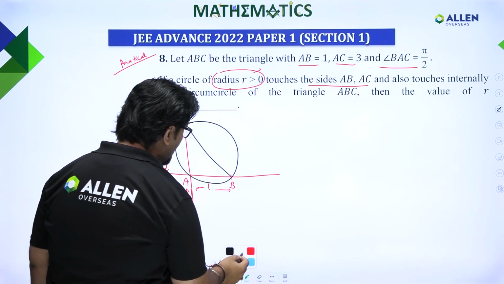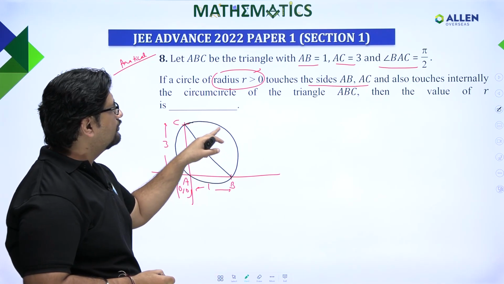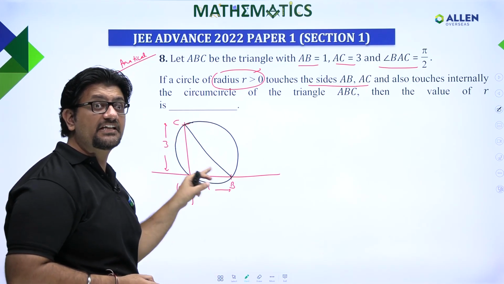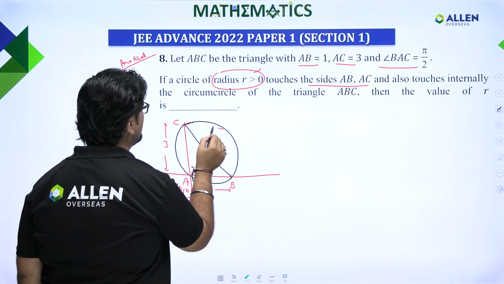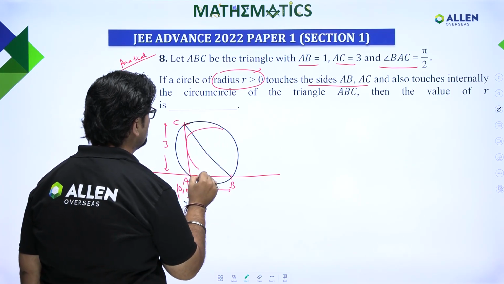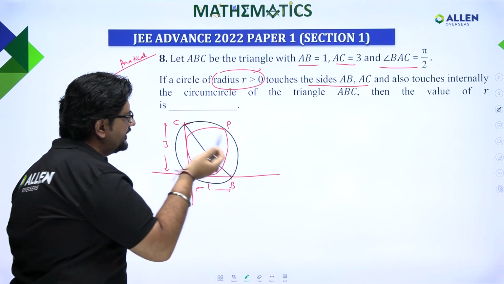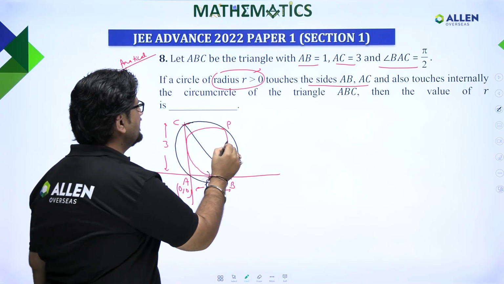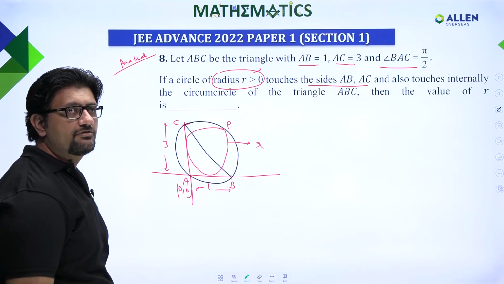Okay, now I have a circle of radius r which touches the sides AB and AC, and also the circle, meaning the circumcircle, internally. So I am drawing the circle in this way, my dear, like that. It will be like that, my dear. Okay, and it is touching at point P with this circle, and you have to find the radius of this thing, my dear. Hopefully the figure is very clear to all of you.